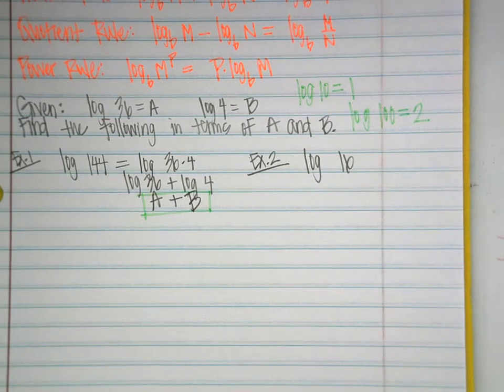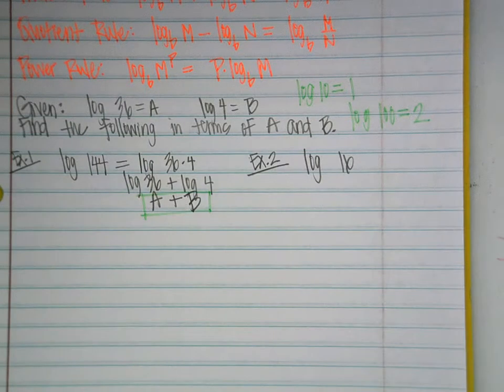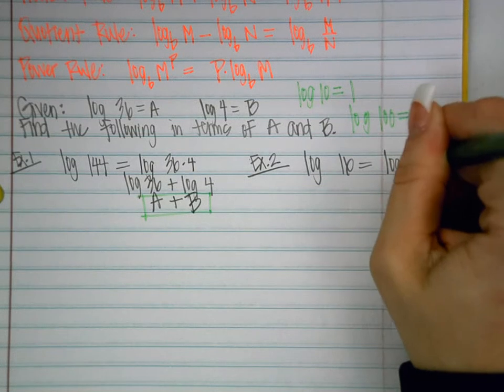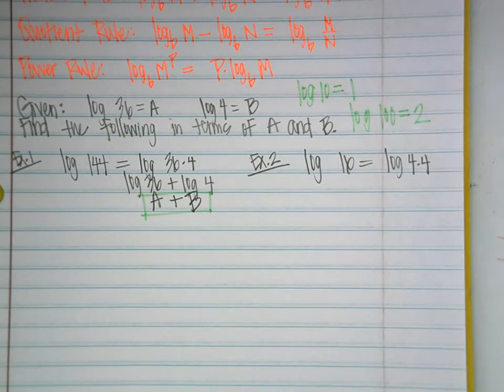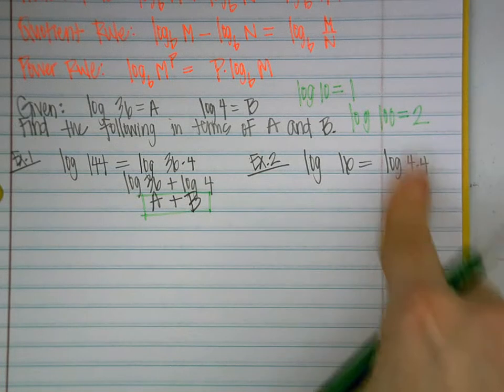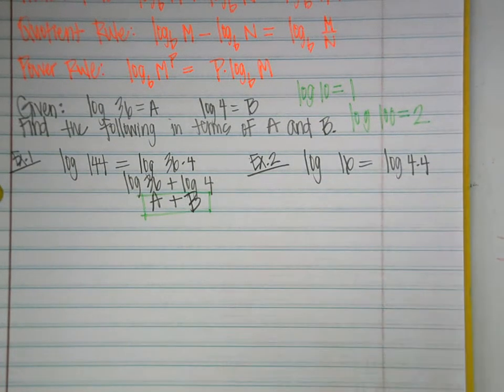So think about it. How can I make 16 out of 36 and 4? 4 times 4. Okay? This is log of 4 times 4. Or do you see another way that I could make 16? 4 times 4 is really the same thing as 4 squared. So you could write it as 4 times 4 or 4 squared. You will still get the same answer either way.